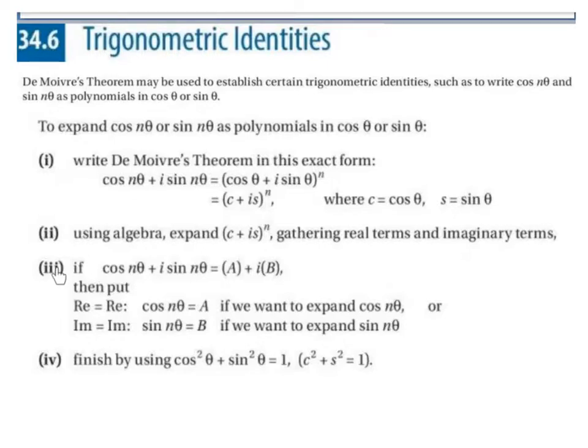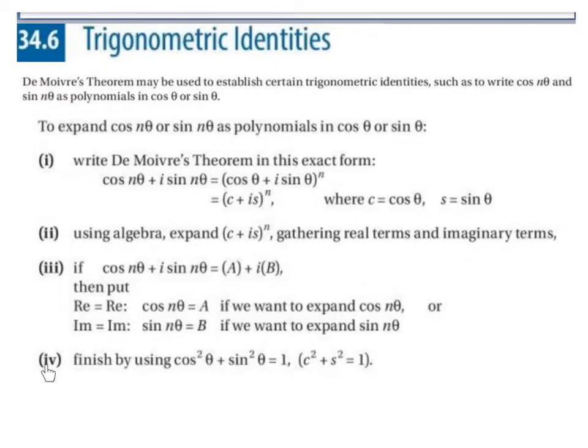Step 3. If cos nθ plus i sin nθ equals a plus ib, then put real equal to real, so cos nθ equal to a, if we want to expand cos nθ, or imaginary equal to imaginary, so sin nθ equal to b, if we want to expand sin nθ. So you ignore the i's for the imaginary.